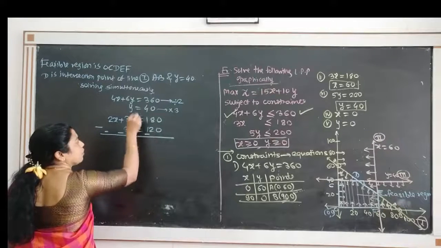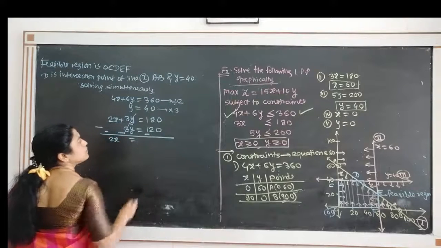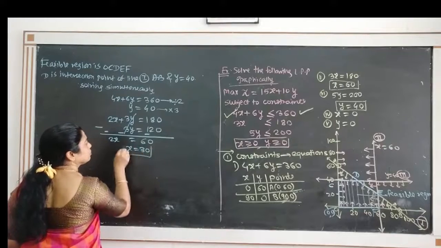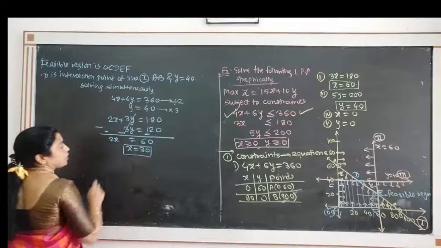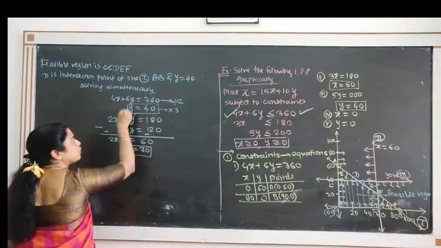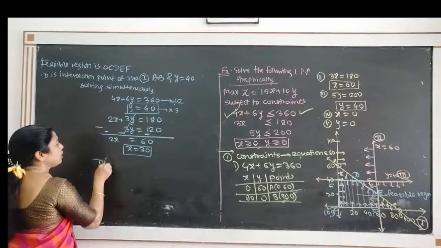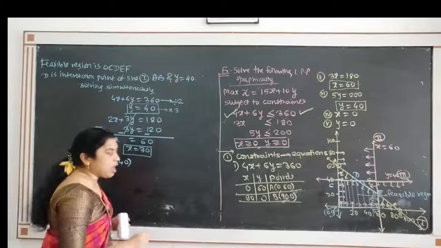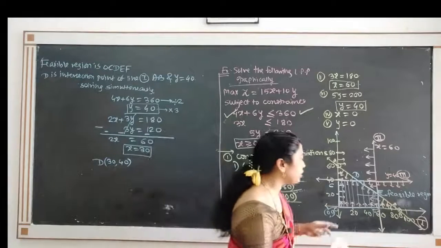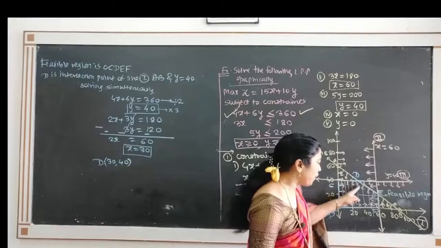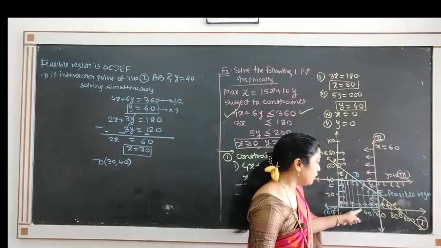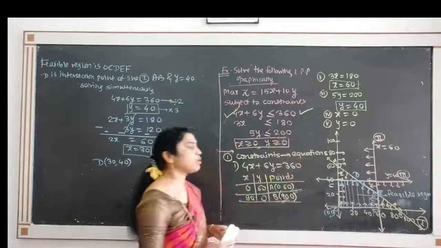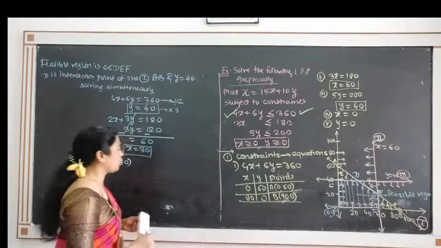Subtract the equations, we get 2x equal to 60, so x is equal to 30. Put x equal to 30, and y is equal to 40, and so what is the D point? D point is 30, 40. Once you obtain the point, always check on the graph whether it comes out to be true. See, the point D, x equal to 30 and y equal to 40. So on the graph also we are able to check whether the point is correct or not.